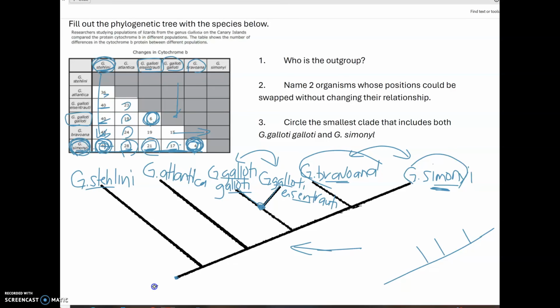So our outgroup, remember, this is the oldest back here, the root. And so Stellini, sorry, it's so sloppy. That's going to be our outgroup.